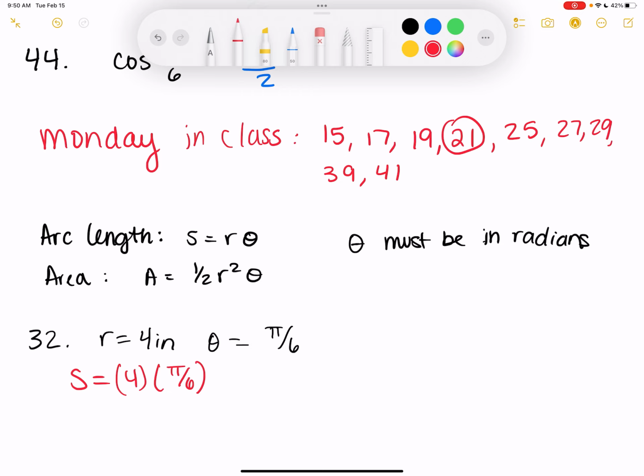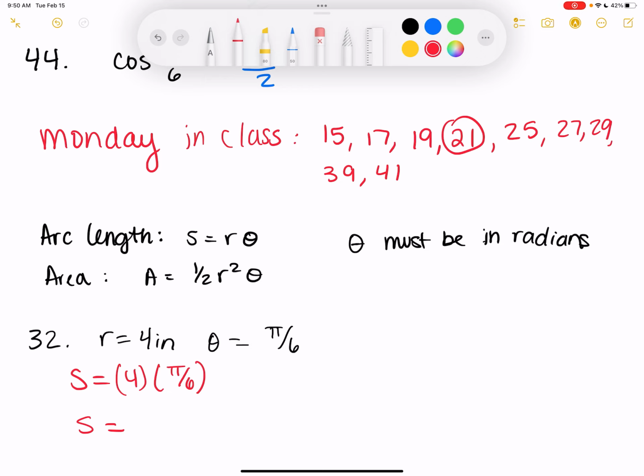So what would you just like multiply? Yeah. So S is equal to, and technically you would just type this in your calculator, so 4 times pi divided by 6. So we can use our calculator on this section. That's always a good thing.